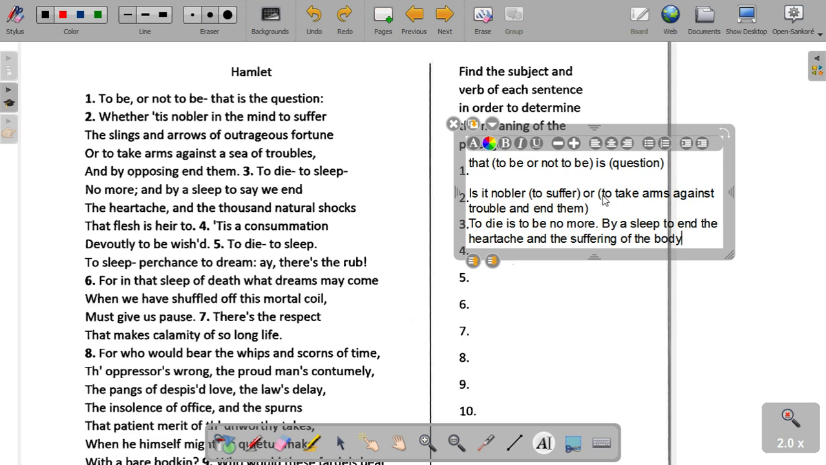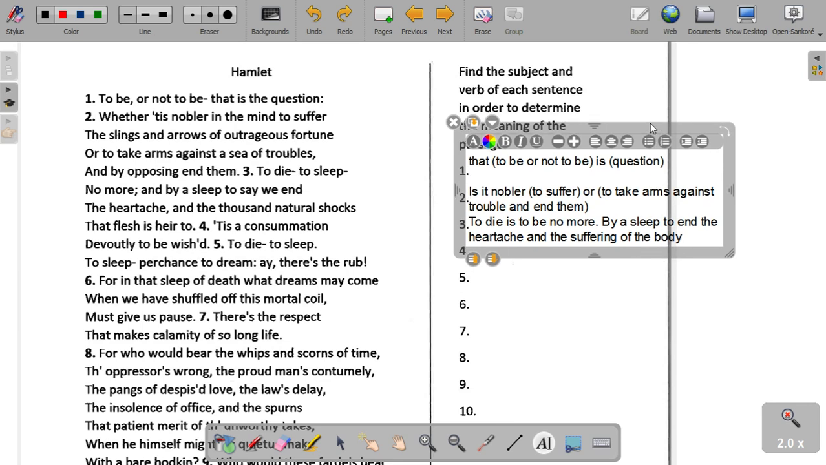So he is saying to die is to be no more, and to sleep, and of course sleep is not what we think of when we think of sleeping, but it is referring to death in this case. But to sleep is to end the heartache and the suffering of the body. So he's saying if I just can sleep, if I just can let my body go into its natural state, then everything will be better again. That's what he is contemplating in this moment.